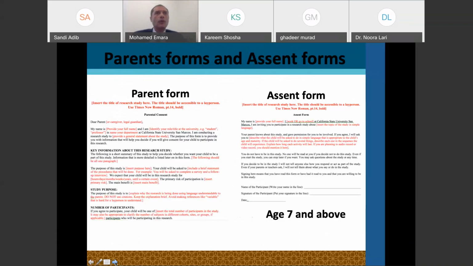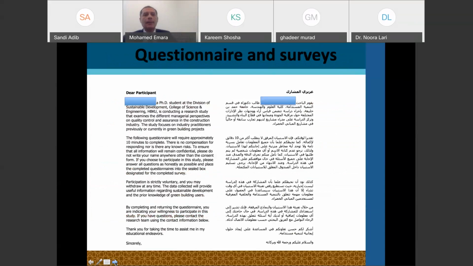Okay, this is another type of consent form, which is called an assent form, and usually those are for age 7 and above, where the students or children at that age can sign an assent form, but it also has to be combined with what's called the parent acceptance form. This is another model that we can also provide for you guys to clarify this part. I just put this as an example for the questionnaire and survey. Very simple form, giving an idea about what she's doing.